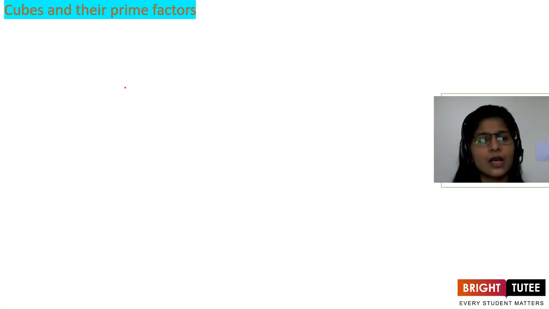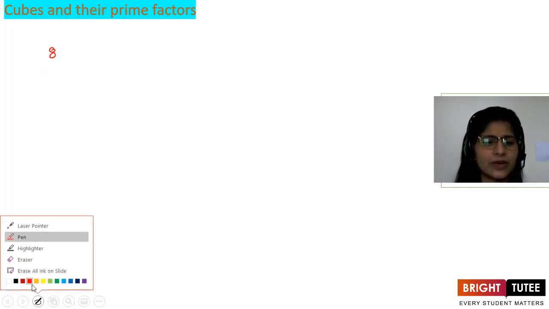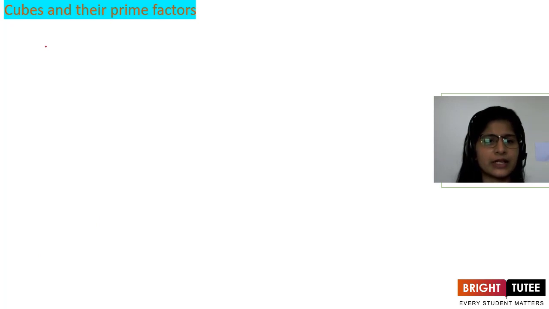So now we will learn about cubes and their prime factors. We have done squares and their prime factors. Now we will learn about cubes and prime factors. So we know now what a cube is, right? When we multiply a number 3 times. Let's start with a very simple number. Let's take it as 4.